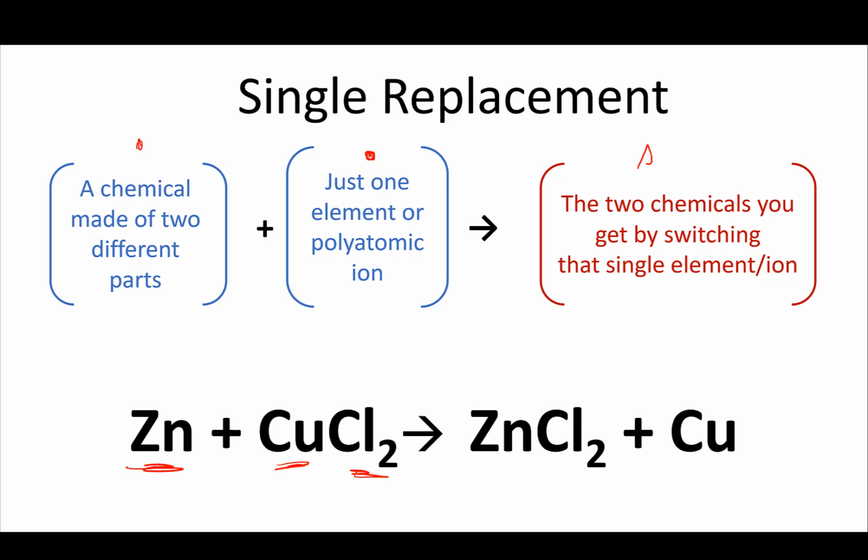And then the products you get are the 2 chemicals that you would get by switching that single element. Now what I mean by that is, this zinc has to switch with the copper. And that's what I get. I get zinc chloride instead of copper chloride. And this copper ends up alone by themselves. That's why it's a single replacement.